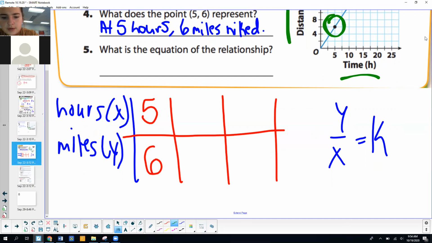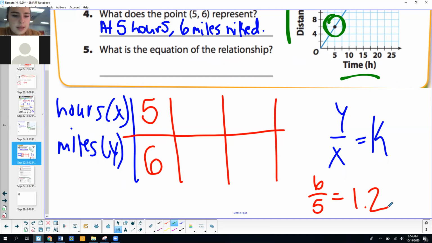So for my y divided by x, I'm going to do 6 divided by 5 equals, and then my calculator, 6 divided by 5 equals 1.2. So 1.2.